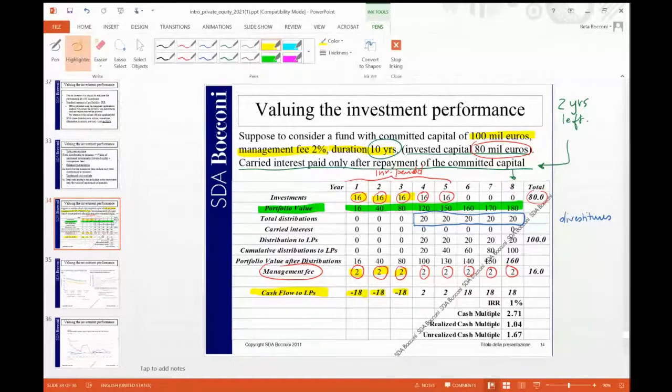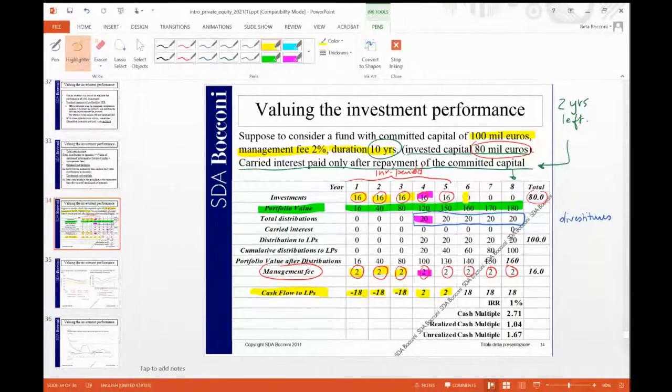In year number 4, since distribution starts, the general partner has contributed 16 million, has paid management fees of 2 million, but has received distributions of 20 million. So 16 plus 2 is 18, minus 20 is 2 million positive. And the same holds true for year number 5.